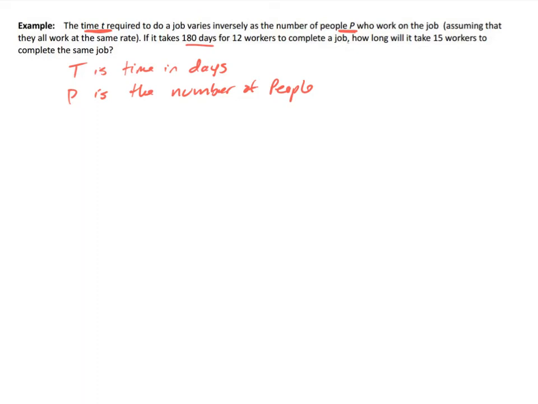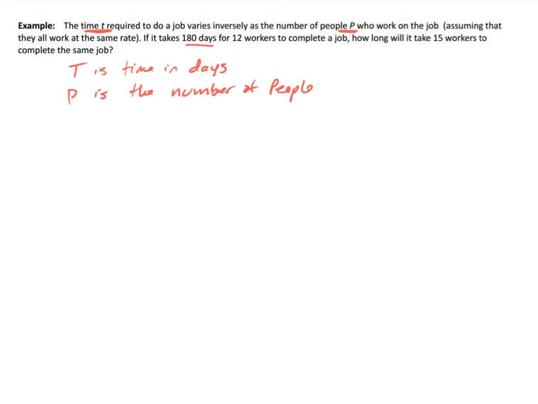I need to address this. If it takes 180 days for 12 workers to complete a job, how long will it take 15 workers to complete the same job? A very common mistake is for students to set up a typical proportion to address this problem, but that's incorrect because a proportion is a direct relationship between quantities. Here, we're talking about an inverse relationship between these two quantities.